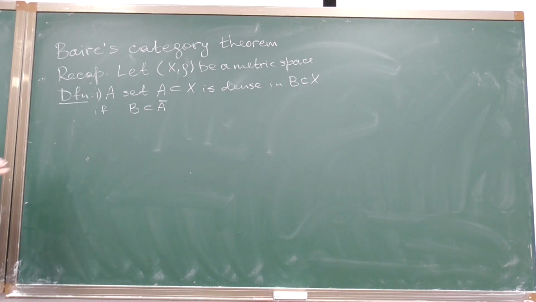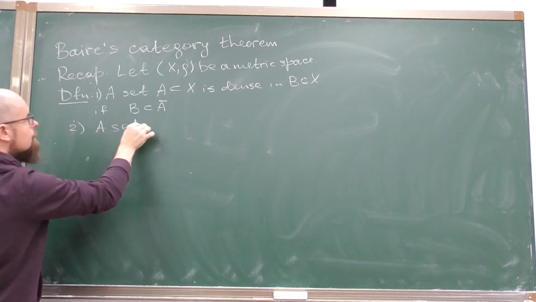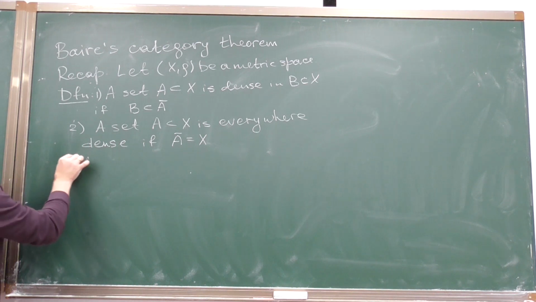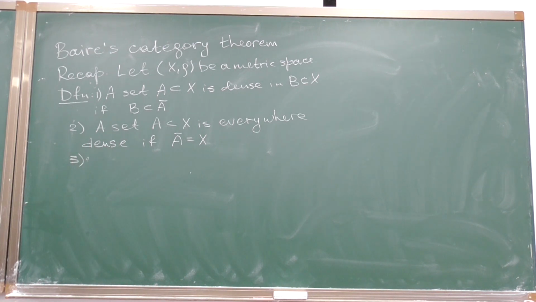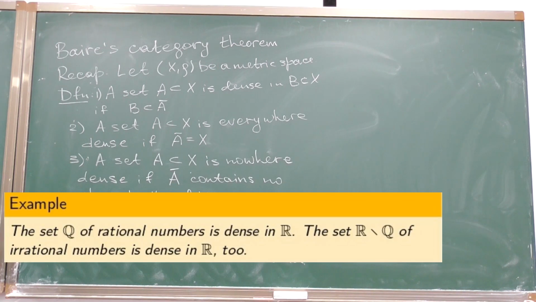The second definition to recall is that a set is called everywhere dense if its closure coincides with the whole space. The third part of this definition: we say that a set is nowhere dense if its closure does not contain any ball. And after this recap, we are ready to go to Baire's category theorem.